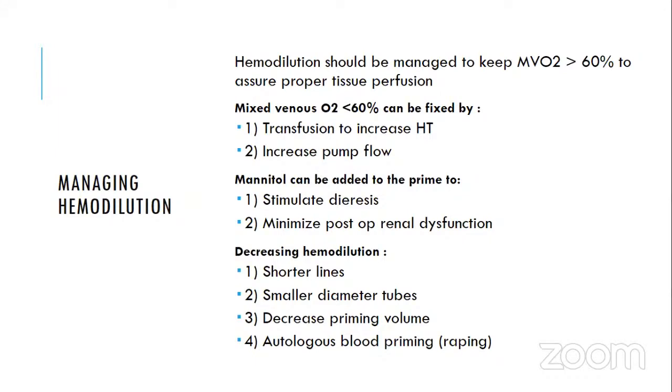Hemodilution can be decreased by shorter lines, smaller diameter tubes, decreased priming volume, and antegrade or retrograde autologous blood priming.